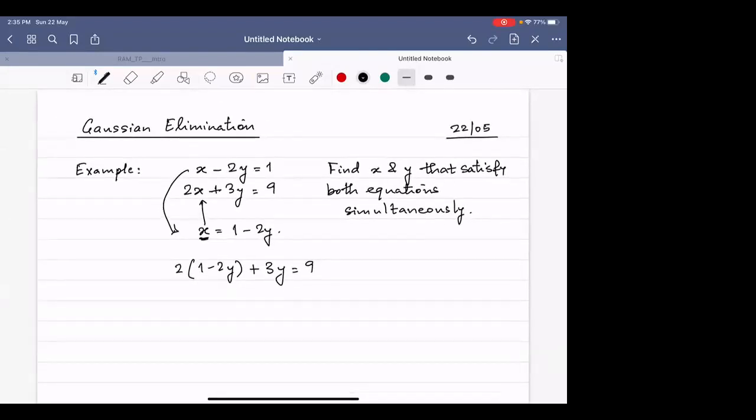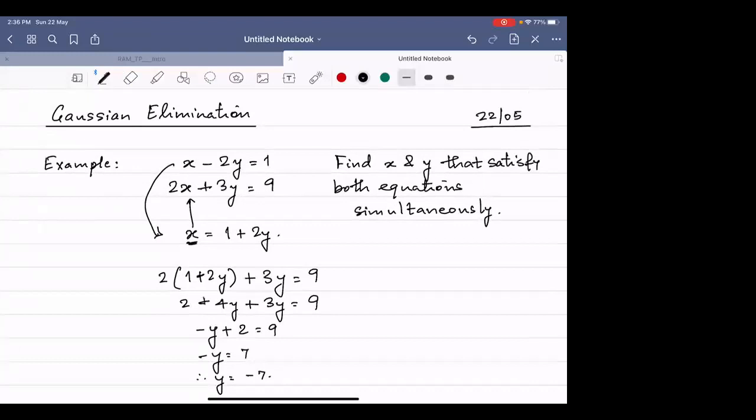So if I do this like maybe a 5th grader, this will be 2 minus 4y plus 3y equals 9. And so this will be minus y plus 2 equals 9. So minus y equals 7, and therefore y equals minus 7. x is equal to 1 plus 2y, right? I think x is equal to 1 plus 2y. Yes, I knew I was making some mistake. So this is going to be a plus, and that's going to change everything.